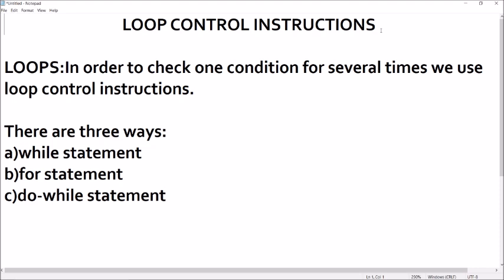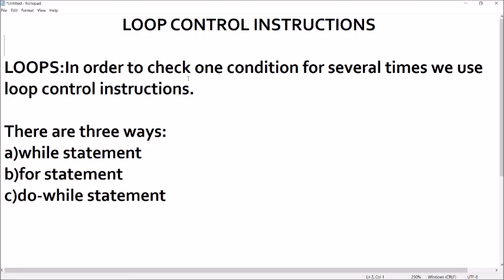Suppose you want to check one condition several number of times. Instead of writing it repeatedly, it's a waste of time, is it not? So in order to save our time as well as to shortcut the methods, these loop control statements are used. So that is the main thing of loops. That is nothing but looping, repeating. Loop itself suggests that it is repeating.